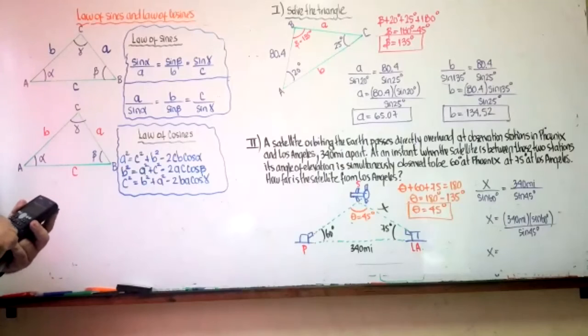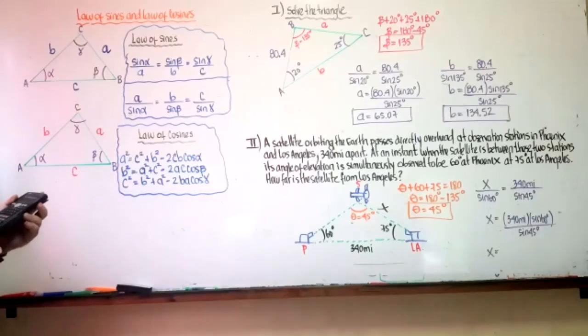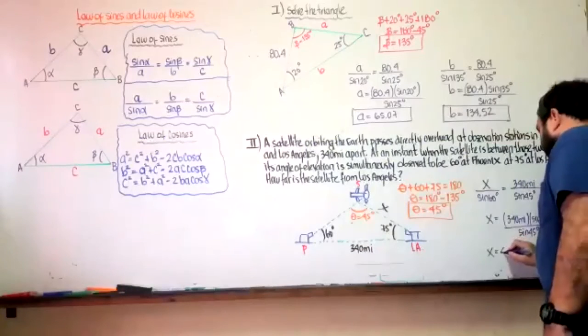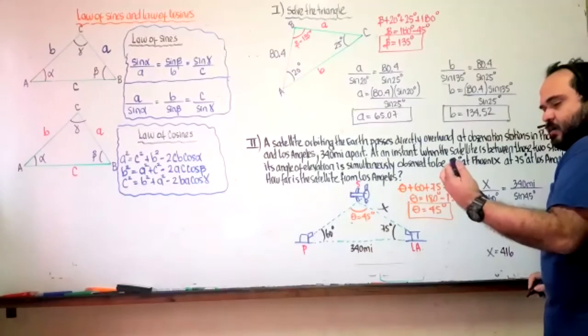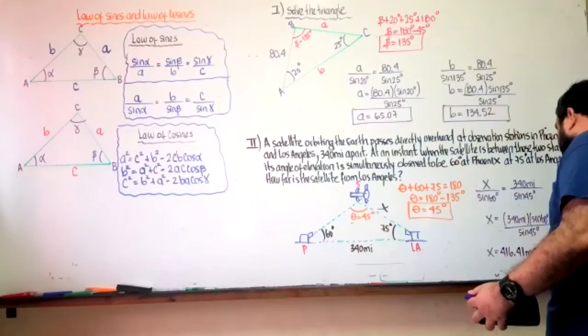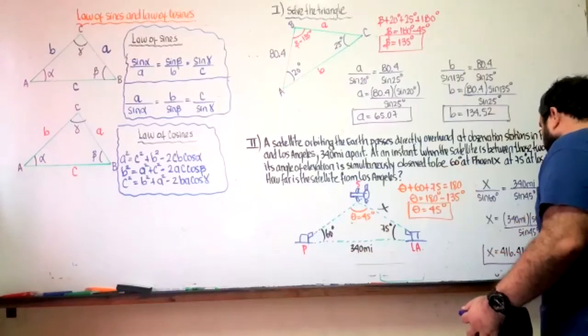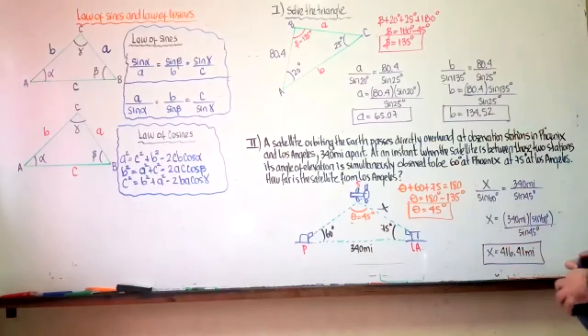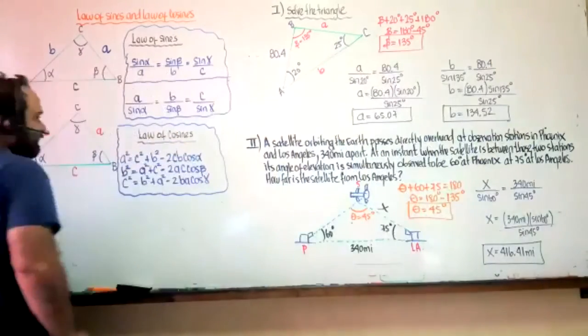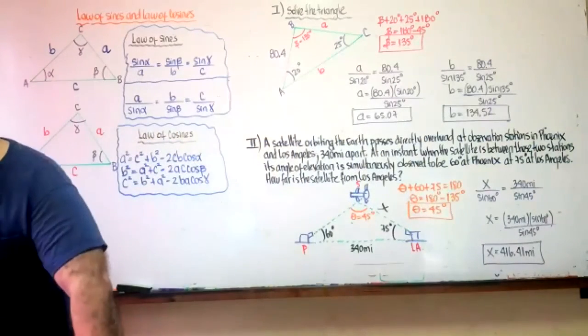So x equals 340 sine 60 divided by sine 45. The answer will be 416.41 miles. And this is going to be the solution to problem number 2.